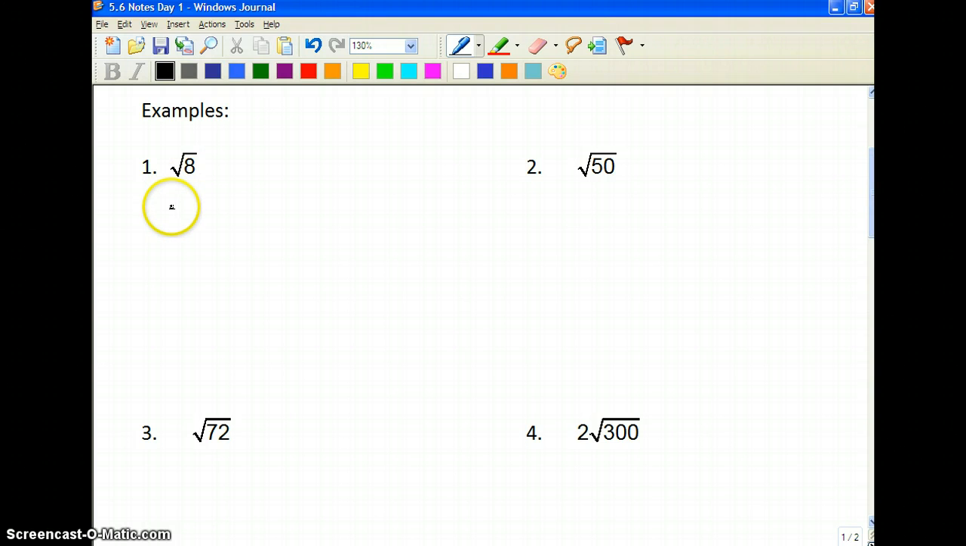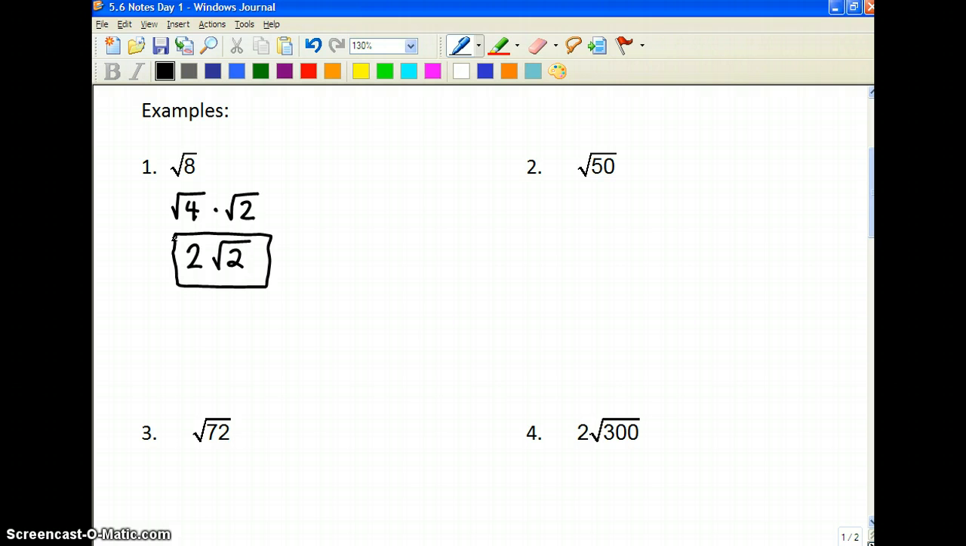Example, the square root of 8. Well, I know that the square root of 8 is the same thing as the square root of 4 times the square root of 2, because 4 times 2 is 8. The square root of 4 is 2. I don't know the square root of 2, and it can't be broken down, so the answer is 2 root 2.